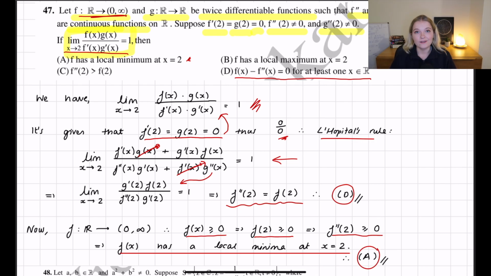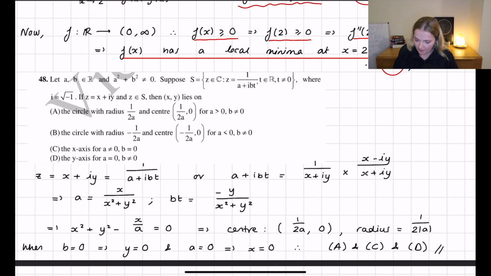That question I really liked. Okay, next question. A and B are on the reals. We have that the square of them does not equal 0. We have this value for S, where we know what the imaginary number is.